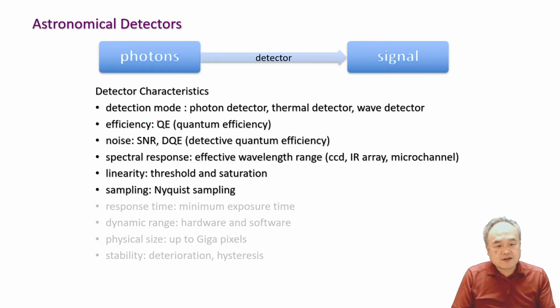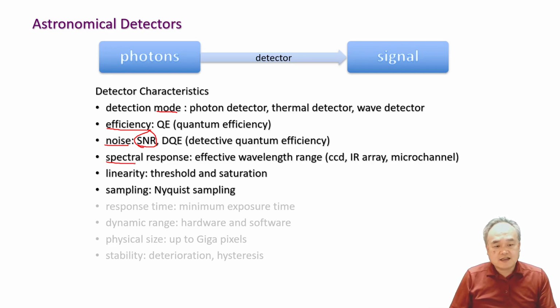Then there are several characteristics of an astronomical detector. First one is the detecting mode, and how exactly we detect the photons. We will be talking about the efficiency of a detector. Then we will be talking about the signal to noise ratio. The first one is how much detected signal we have at the end. The signal to noise ratio, or detective quantum efficiency, is about the noise characteristics of the detector.